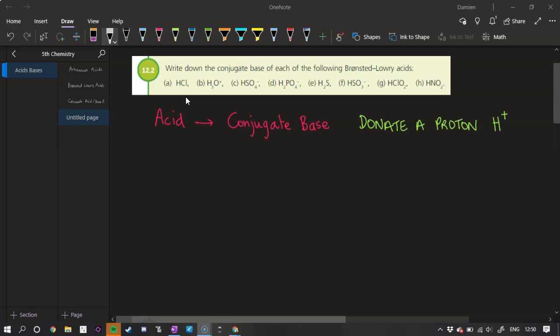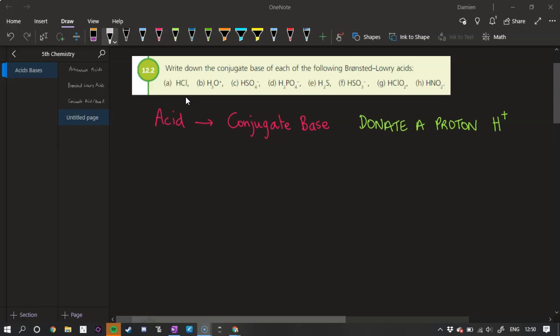Hello folks, let's have a look at the acids and base homework. So we're starting here with 12.2: write down the conjugate base of each of the following Bronsted-Lowry acids. And I want you to check off your homework against this and just make sure you're getting it right. If there's something you don't understand, just send me a quick message.